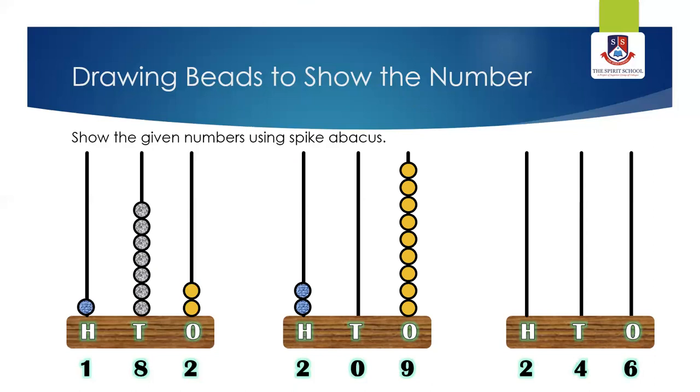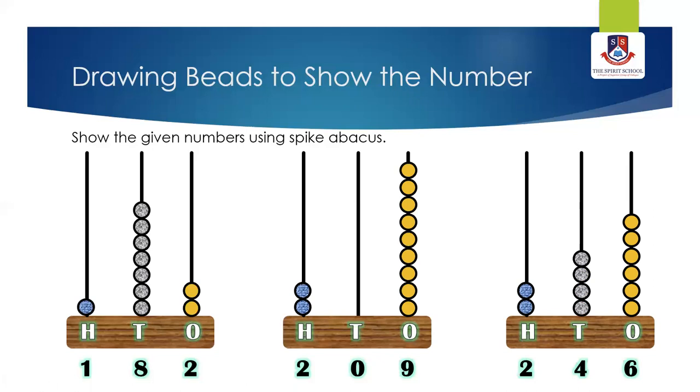Here we are having 6 ones, 4 tens, and 2 hundreds. So the number is, if we are talking about the ones, 6 beads will be placed at the 1 spike, 4 beads will be placed at the 10 spike, and how many beads will be placed in the 100 spike? As we are having the digit 2, the number of beads in the 100 spike is 2. So the number we have represented using the spike abacus is 246.